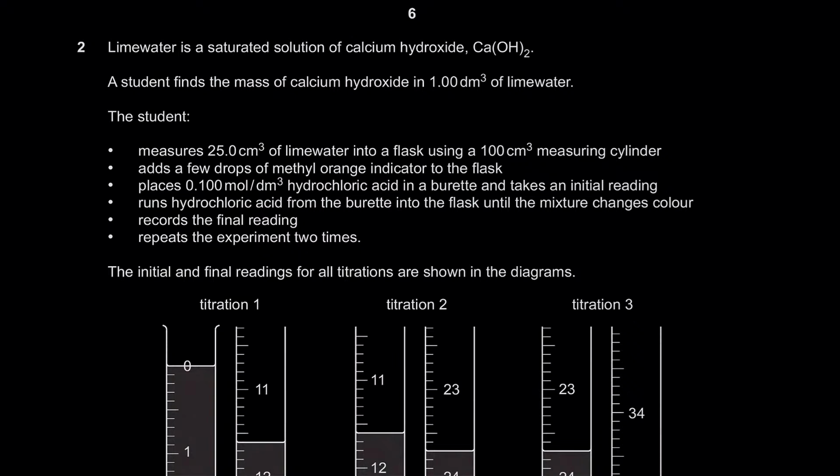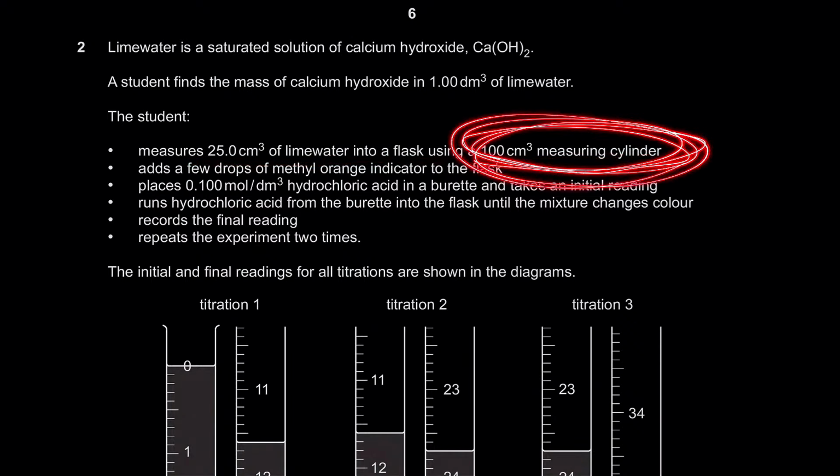Okay, we knew that. A student finds the mass of calcium hydroxide in 1 decimeter cube. Okay, let's read this carefully. The student measures 25 centimeter cube of lime water into a flask using a 100 centimeter cube measuring cylinder. That's really odd. Do you guys know what's wrong here?